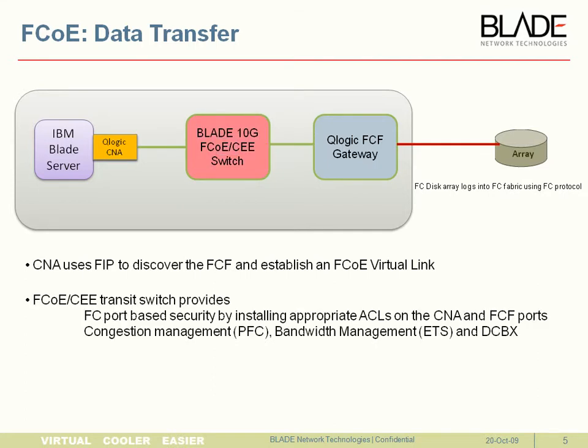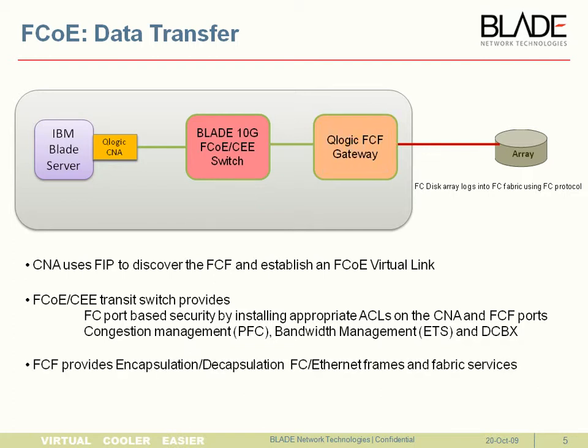The job of the FCoE CEE transit switch, which is the Blade 10 gig in the picture, is to provide ACL based security, which is the equivalent of FC security, and also to provide DCB standards such as PFC, ETS, and DCBX. The FCF itself provides the encapsulation and decapsulation of the FCoE traffic and the FC traffic, and it also provides fiber channel fabric services.